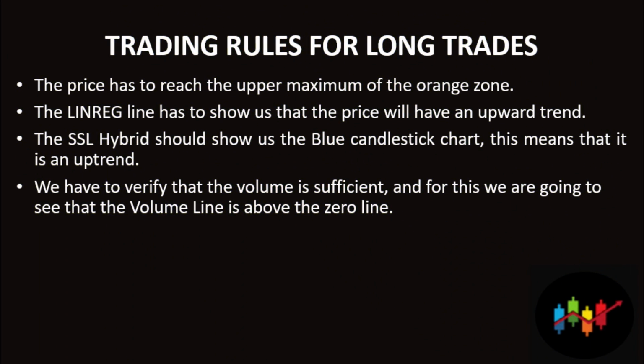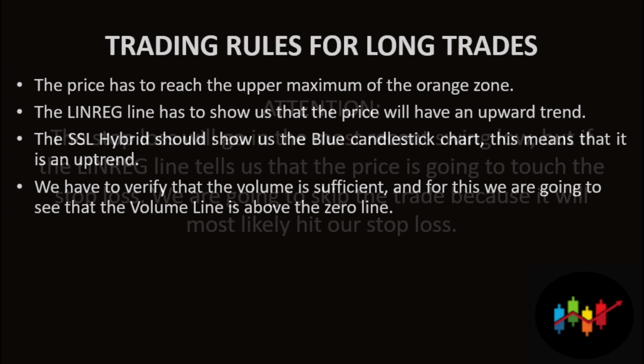Now we will see the rules for taking long trades. First, the price has to reach the upper maximum of the orange zone. Second, the LinReg line has to show us that the price will have an upward trend. Third, the SSL hybrid should show us the blue candlestick chart. This means that it is an uptrend. Fourth, we have to verify that the volume is sufficient, and for this we are going to see that the volume line is above the zero line.